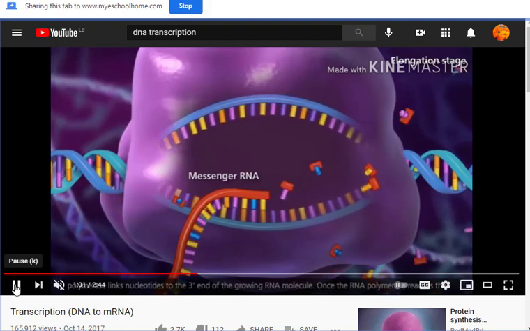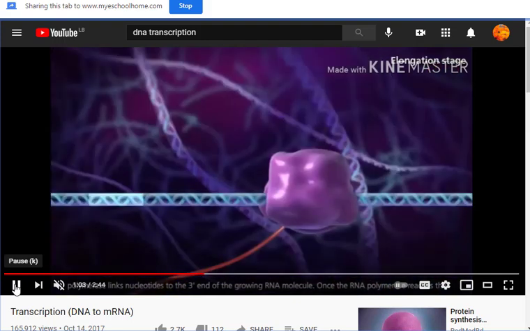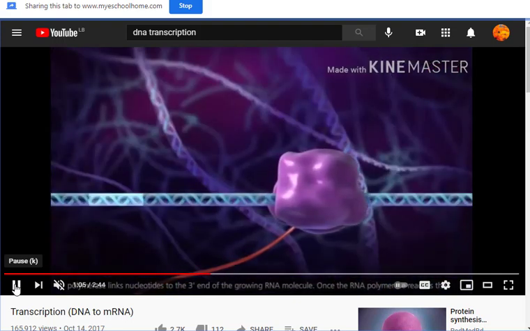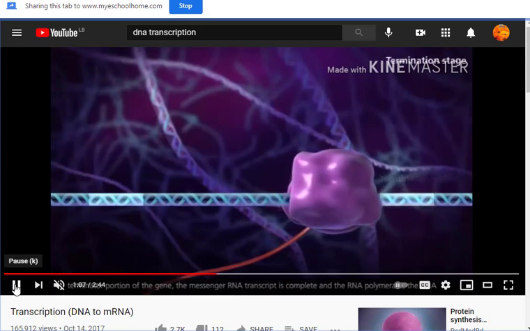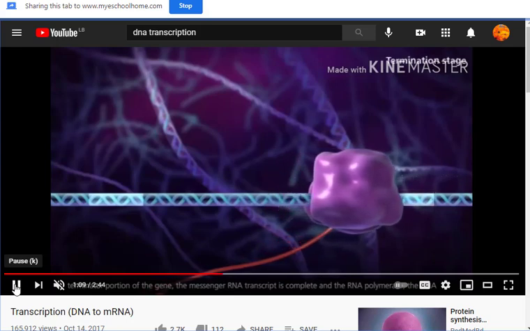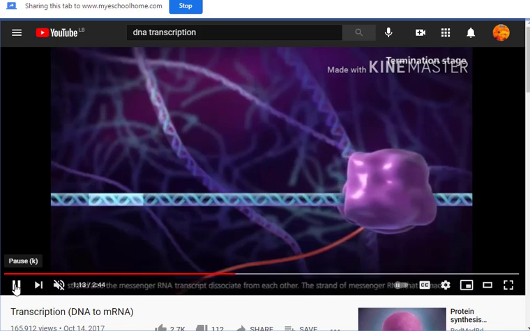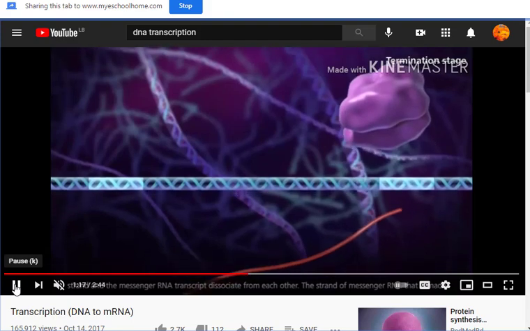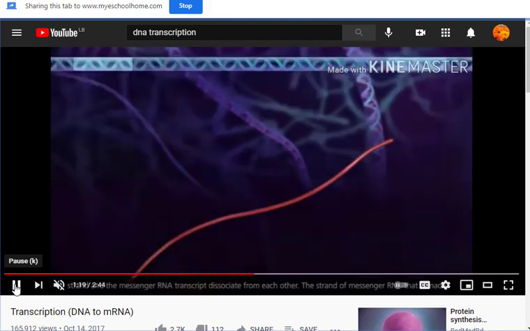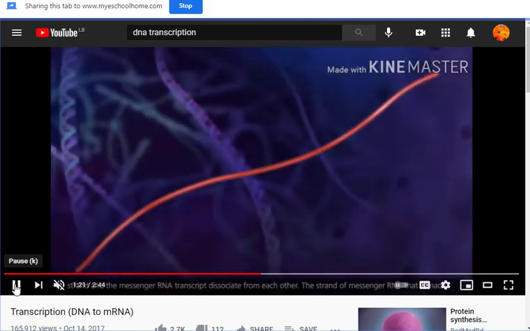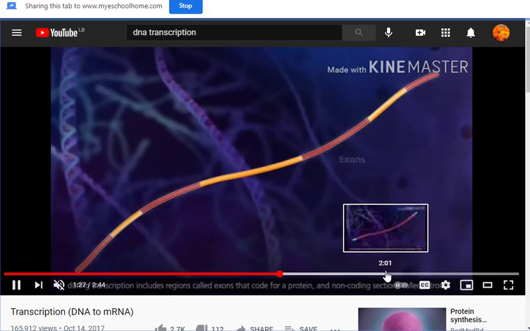Messenger RNA. Okay, until it reaches the terminator, then it stops. Finished. Now, this happens inside the nucleus, don't forget. Now the messenger RNA is ready to leave the nucleus into the cytoplasm.